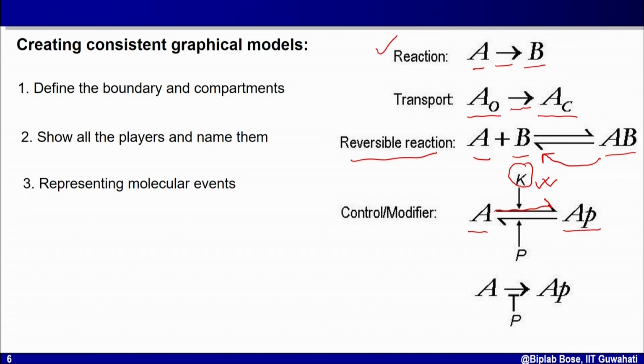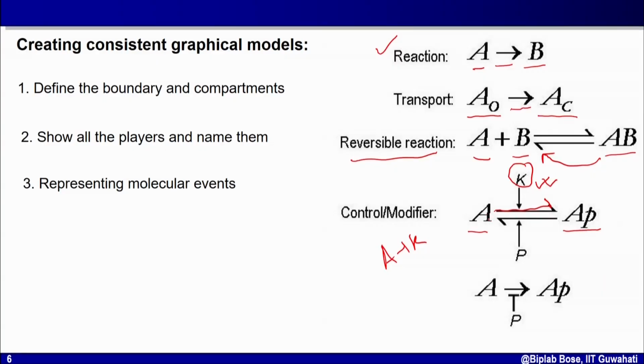Notice how I have written K. I have not written A plus K. I am not writing A plus K because in this process K is an enzyme, and by this process of phosphorylation of A, the K enzyme does not get used up. Remember your basic biochemistry knowledge that an enzyme or a catalyst does not get used up in an enzymatic reaction. It only controls or modifies the rate of the process. So I am not showing it as A plus K; rather I am showing that A is becoming AP and that is controlled by K, as represented here by an arrow.